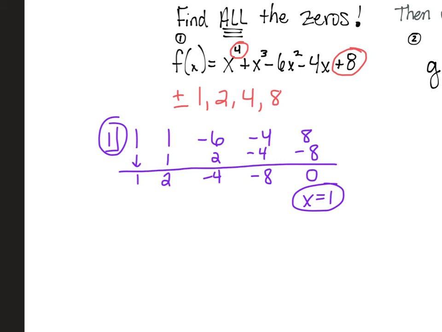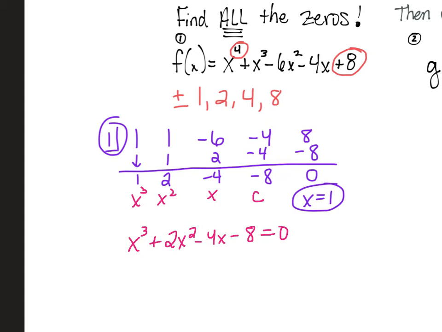But what is my resulting polynomial? 1, 2, negative 4, negative 8. What does that tell me? What did I start off with? What my polynomial was x to the what? 4th. That means I start 1 degree less. X cubed, x squared, x, constant, and my remainder. So I'm left with x cubed plus 2x squared minus 4x minus 8 equals 0.